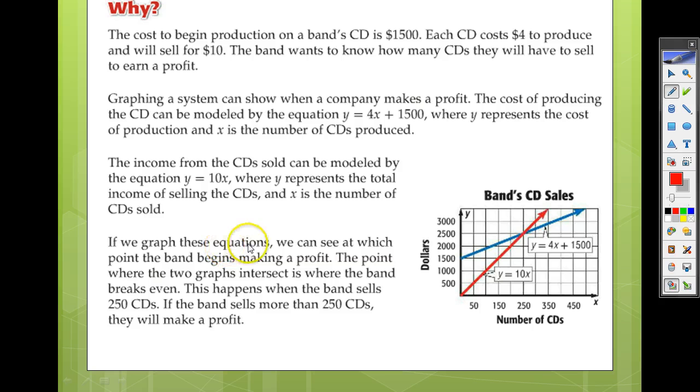If we graph these equations, we can see at which point the band begins making a profit. So there are your two graphs, and this point right here is when they actually start making a profit. The point where the two graphs intersect is where the band breaks even. Anything that goes higher than that is where they start making more money. This happens when the band sells 250 CDs. If the band sells more than 250 CDs, then they will start making some money here.